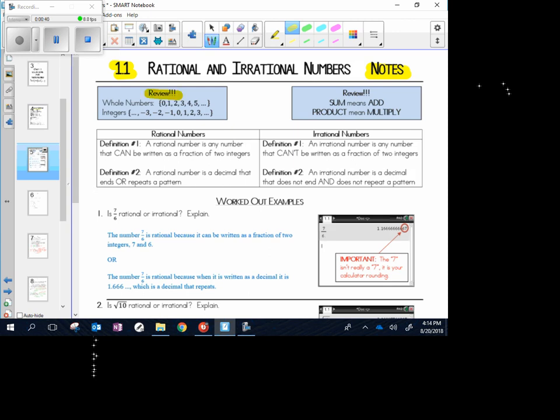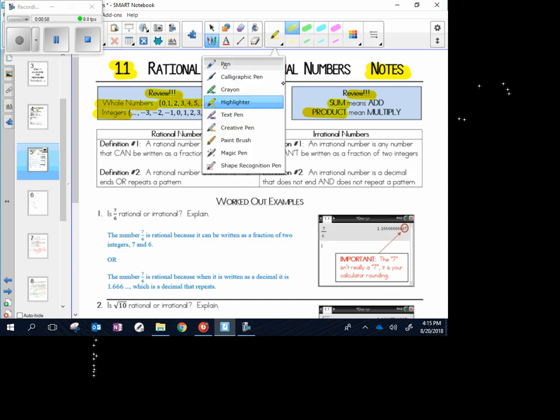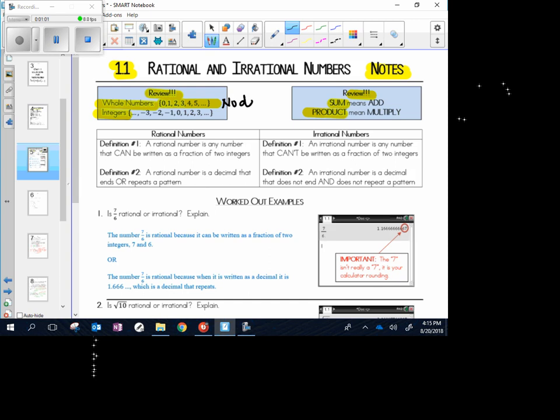So review means you should already know this. And we have whole numbers, integers, and sum and product are the four key words here. Whole numbers are 0, 1, 2, 3, 4, 5, and so on. Notice that there are no decimals. So if you want to make a note of something, you could say no decimals. Those are whole numbers. Integers, if you look, also are basically whole numbers, but they have the positive and negatives. So when I think of integers, I think positive and negative whole numbers.